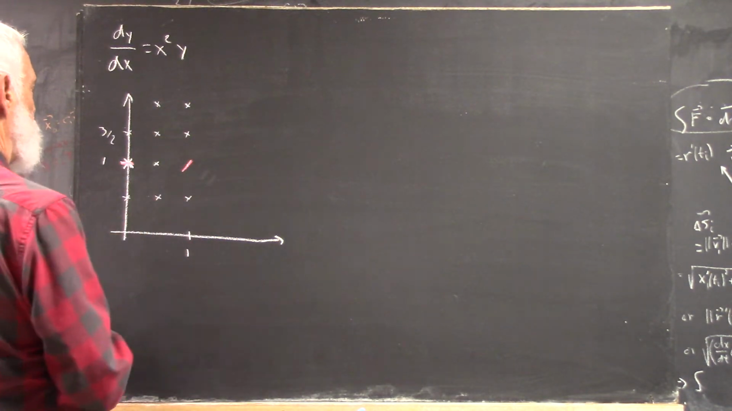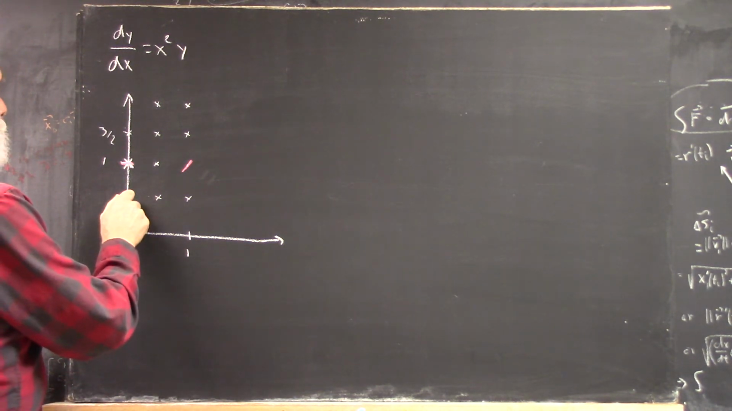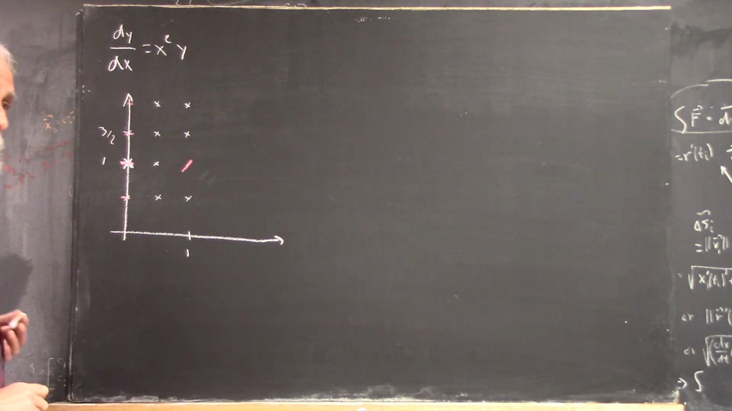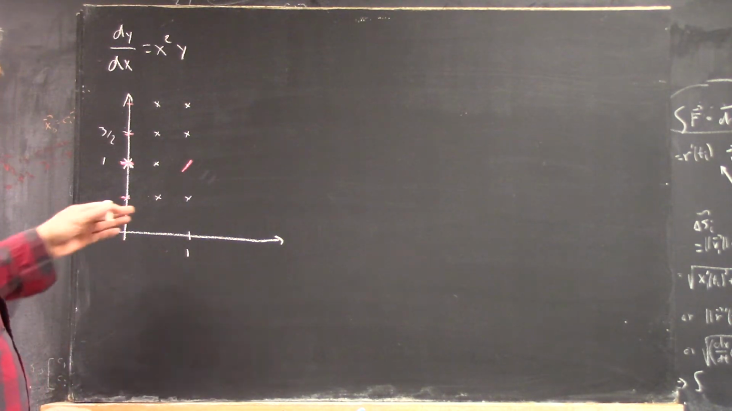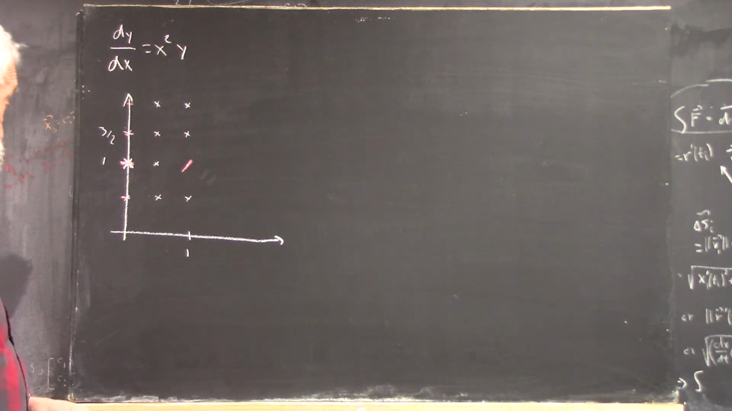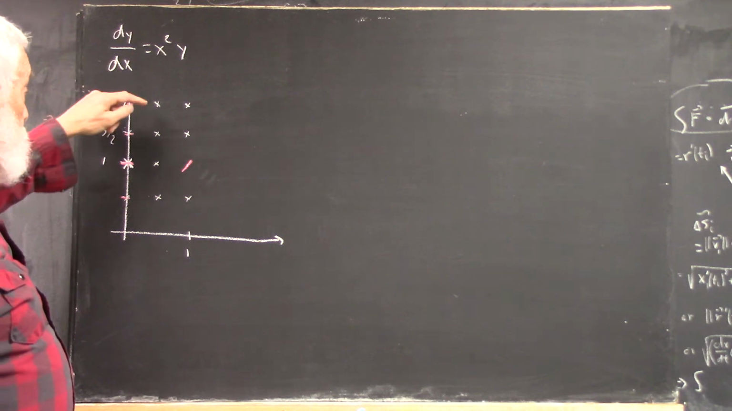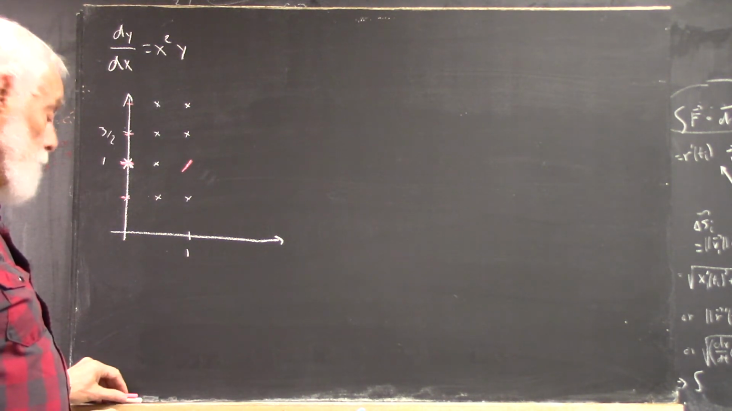Now, I'll help you get started. If y is 0, your slope is 0, so all these points here have slope 0, right? So go ahead and figure out what your slopes would be at all of these points. You can do that rather quickly because the arithmetic's very simple.